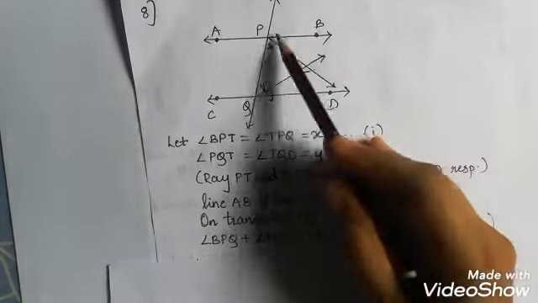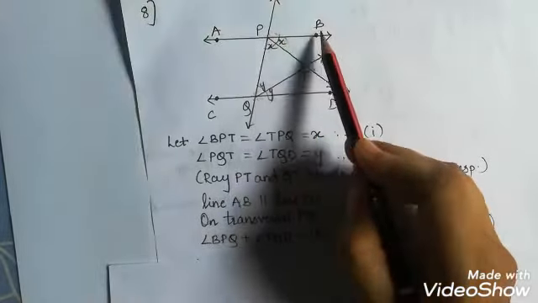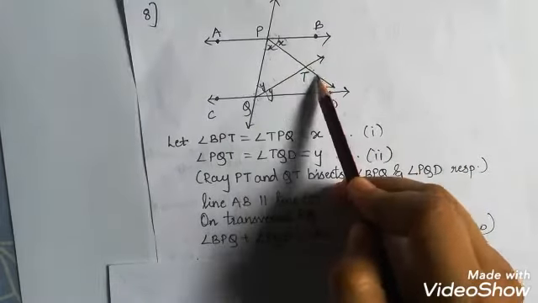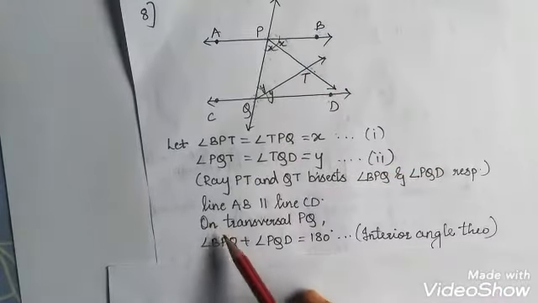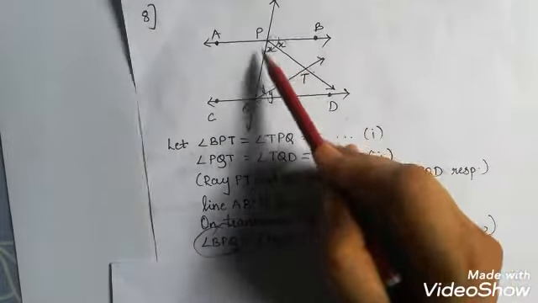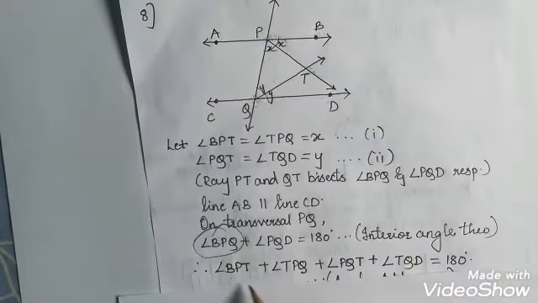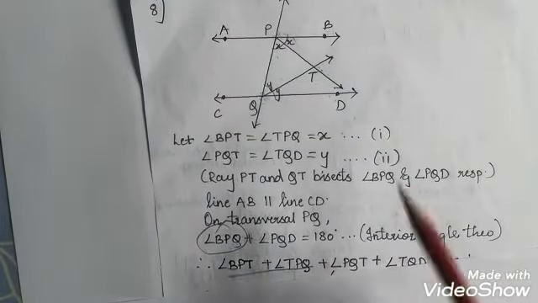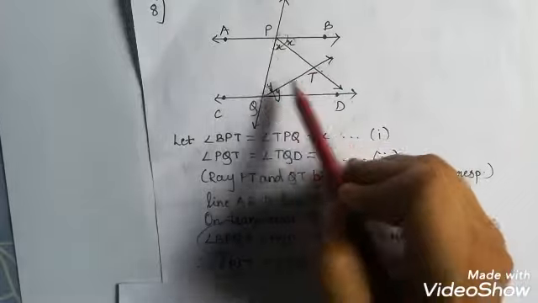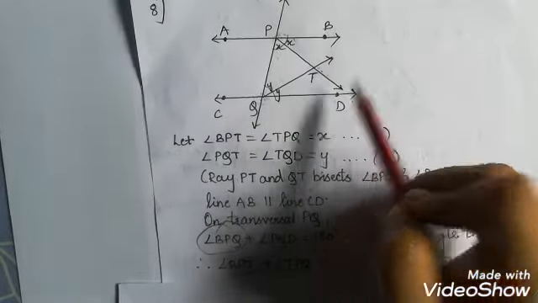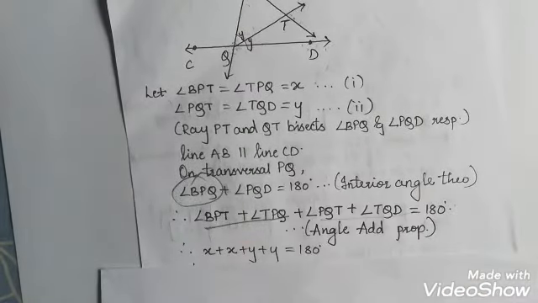But angle BPQ is divided into two parts. So when I add angle BPT and angle TPQ, I get the entire angle BPQ. So in place of angle BPQ, I write angle BPT plus angle TPQ. Now next is angle PQD. In the same way for angle PQD, I get angle PQT and angle TQD, which is equal to 180 degrees. That is the angle addition property.